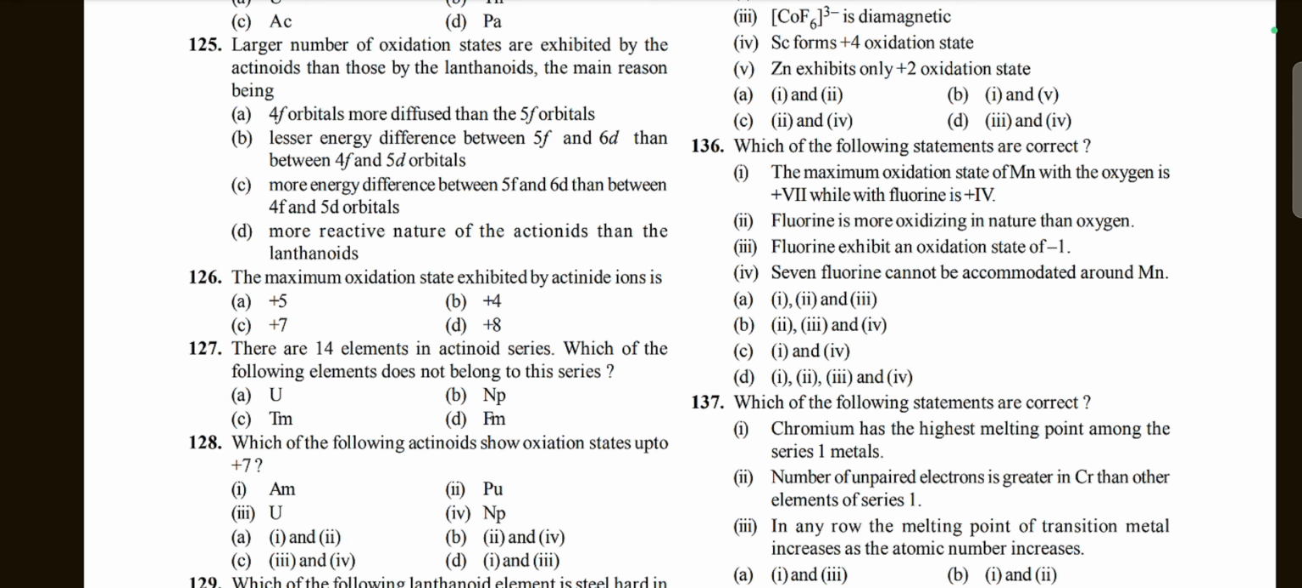The maximum oxidation state exhibited by actinide ions is? It is plus 7. So actinoids exhibit variable oxidation state, which vary from plus 3 to plus 7. There are 14 elements in actinoid series. Which of the following elements does not belong to this series? So option C, TM, will be the answer.